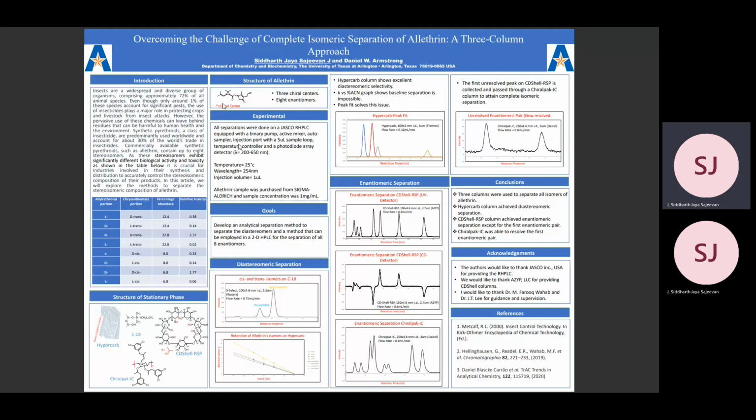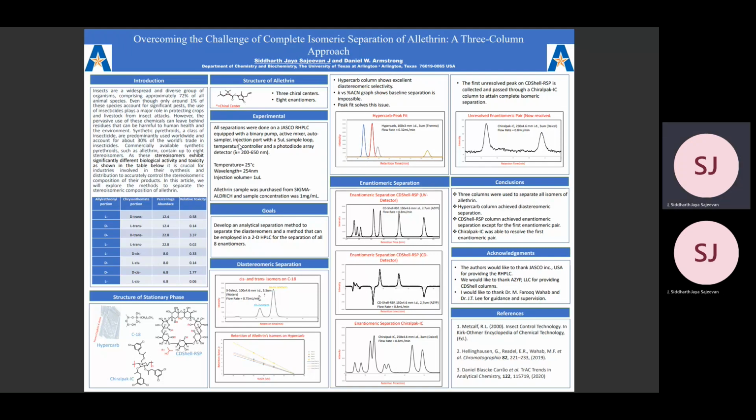Allethrin has three chiral centers and thus has 8 stereoisomers. The cis and trans isomers were separated on a C18 column. Complete diastereomeric separation was observed on a Hypercarb column, but it was not baseline separation.